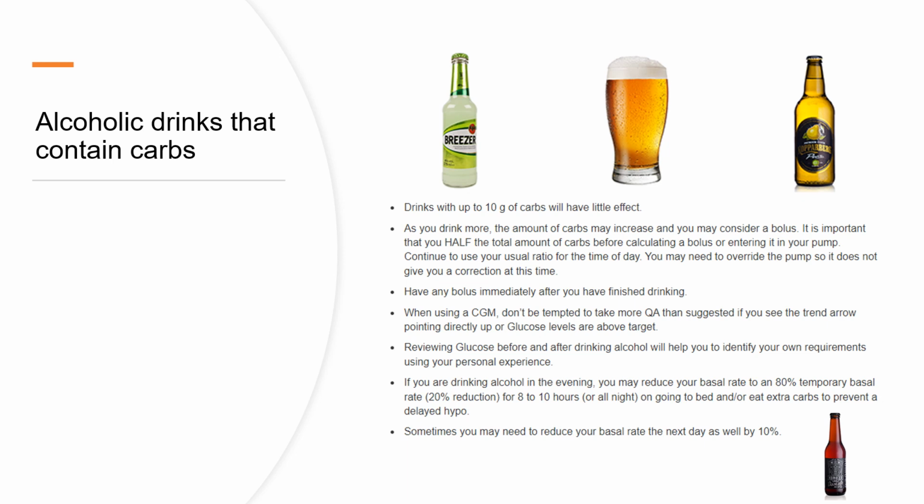If you're drinking alcohol in the evening, you may reduce your basal rate to an 80% temporary basal rate, that's a 20% reduction, for 8 to 10 hours or all night. And that's on going to bed, and you may or may not eat carbs to prevent a delayed hypo. Sometimes you might need to reduce your basal rate the next day as well by 10%.